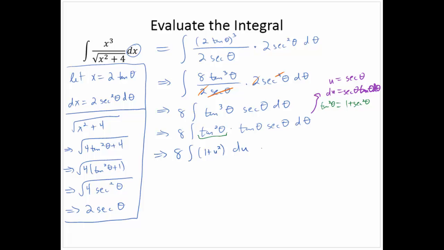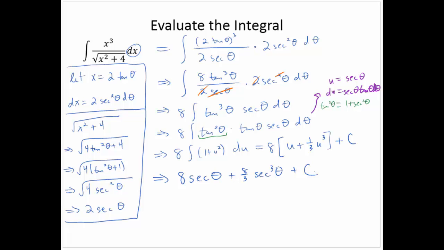So then we get 8 times, no longer an integral, we can evaluate this integral easily. Let's see, we'd have 8 times 1/3 u cubed minus u plus a constant. Now u was secant theta. So 8/3 secant cubed theta minus 8 secant theta plus a constant. But now our original integral was in terms of x, so we need to get rid of thetas and replace this with something in terms of x.